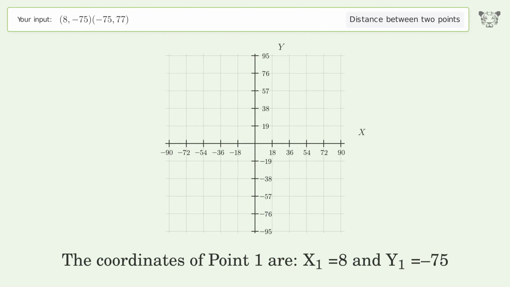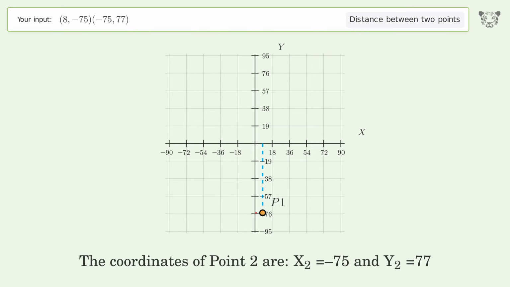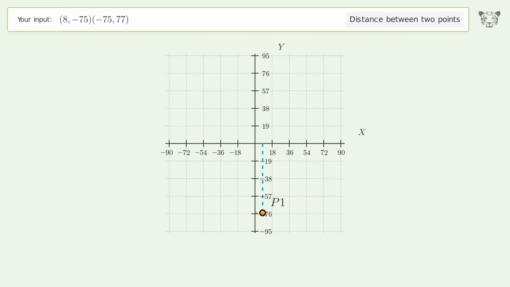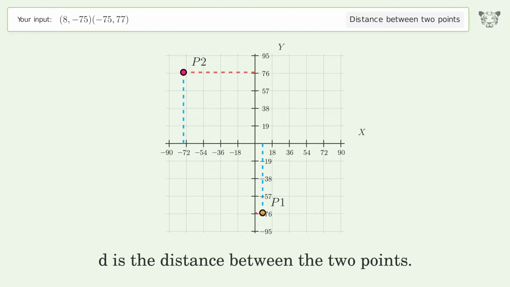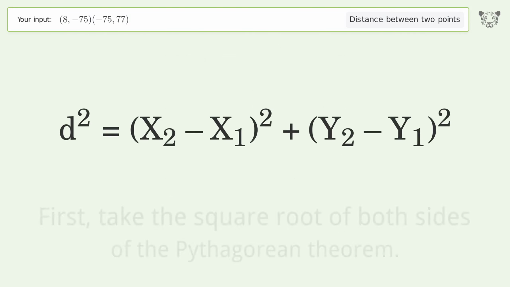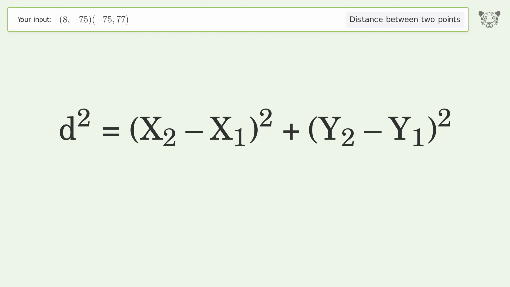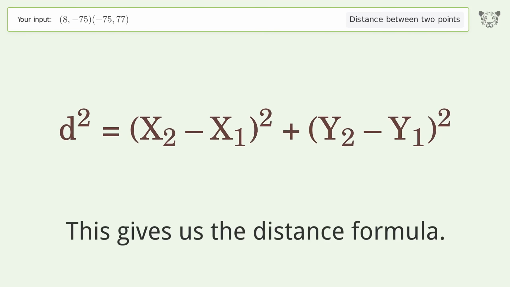The coordinates of point 1 are x1 equals 8 and y1 equals -75. The coordinates of point 2 are x2 equals -75 and y2 equals 77. D is the distance between the 2 points. First, take the square root of both sides of the Pythagorean theorem. This gives us the distance formula.